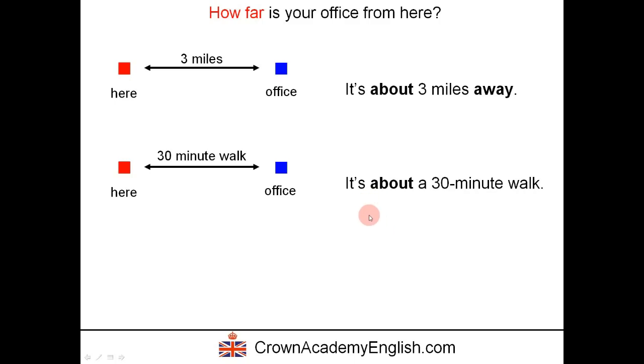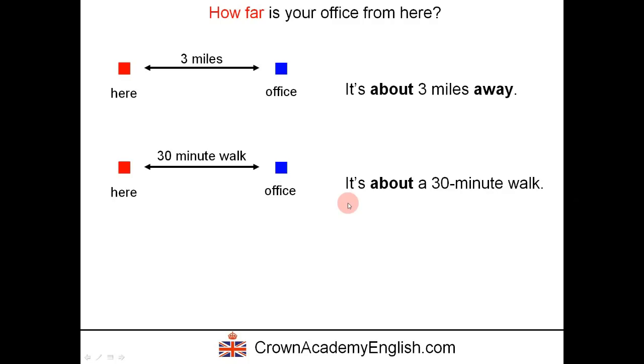Or we can also give the distance in terms of time. In fact, it's not really distance. We can measure it in terms of time. The amount of time it takes to walk there. So in this instance, we say it's about a 30-minute walk. We could also say it's about a 30-minute walk away. That is fine. So it's about a 30-minute walk away, or it's about a 30-minute walk from here. So all of those are perfectly fine.